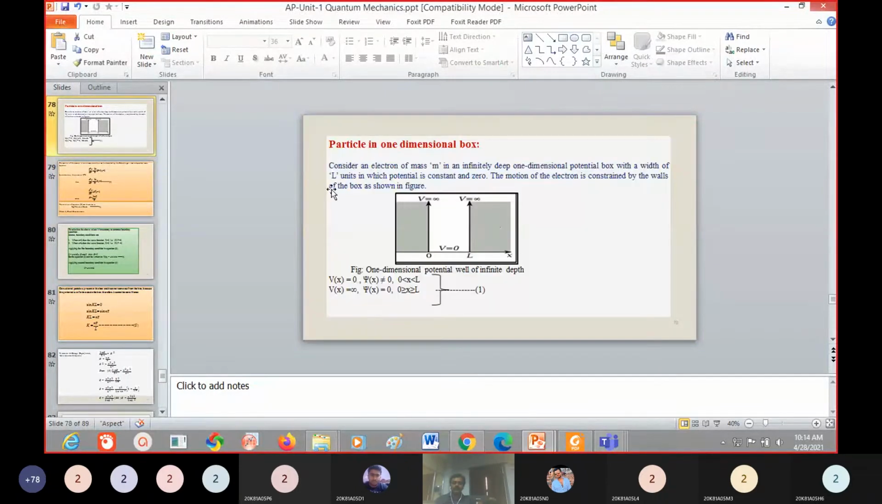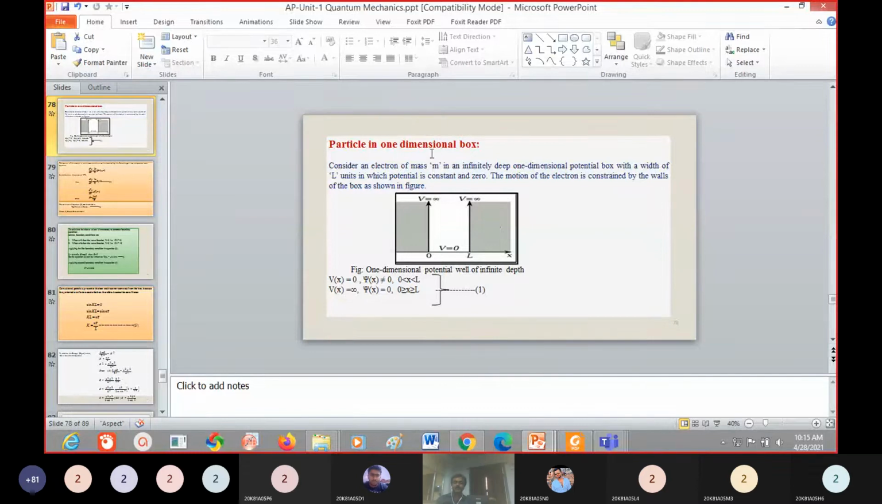Now we are discussing the application of the Schrodinger wave equation. They will ask this question as particle in a one dimensional box. Otherwise, they will ask you to write any application of the Schrodinger time independent wave equation. They will not ask directly. So if they ask to write any application of the Schrodinger time independent wave equation, at that situation this is only what we have to write. This is the application of the Schrodinger time independent wave equation.